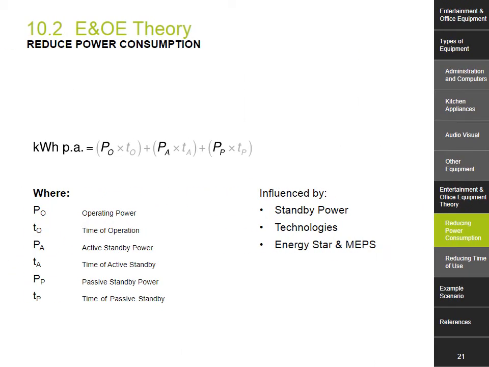Now let's look at reducing the power consumption of an appliance. Power consumption is essentially influenced by the standby power, the different types of technologies available for that appliance, and the appliance Energy Star and MEPS rating. Let's look at these more closely.